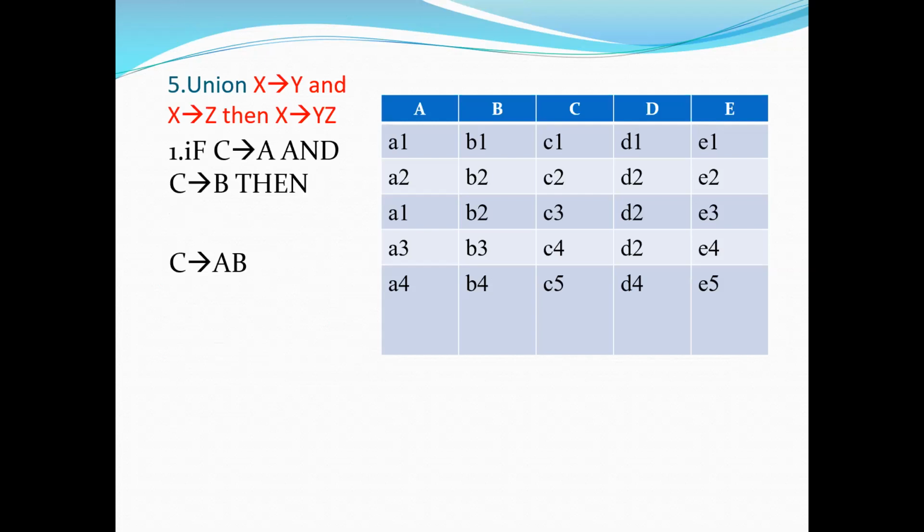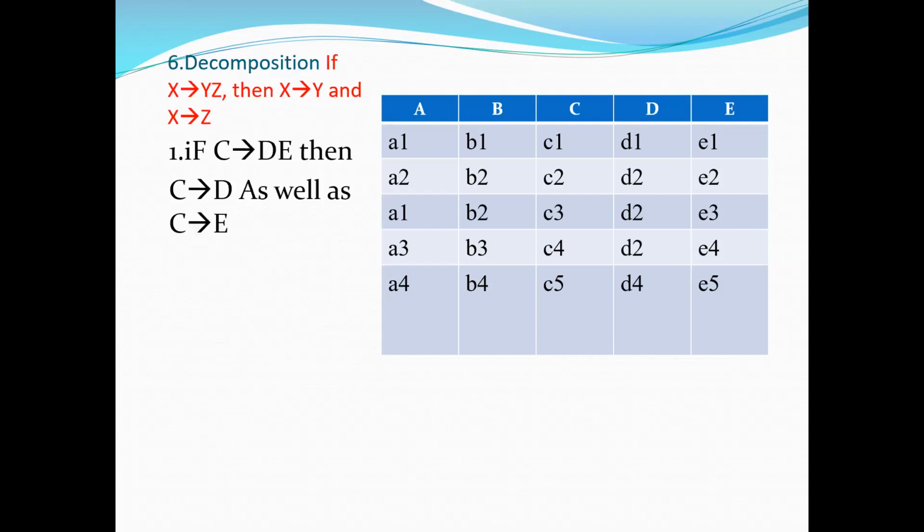Right. We can combine the right hand side. Next rule is the decomposition rule. It is somewhat opposite of the union rule. If X functionally determines YZ, then X can functionally determine Y and X can functionally determine Z.